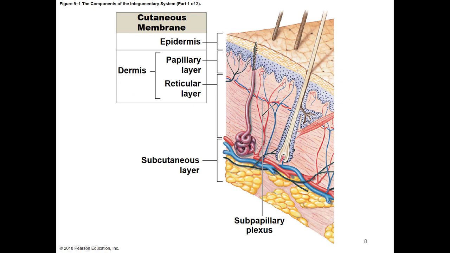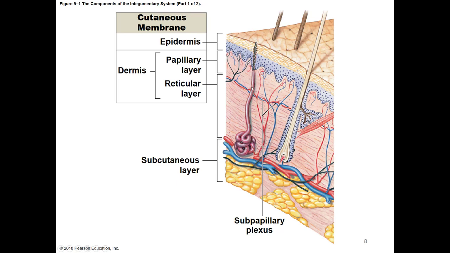So in this image, we can see all three layers. So the cutaneous membrane is made up of the epidermis and the dermis. So we can see the epidermis here, which is thinner than the dermis, and is made up exclusively, for the most part, of tightly packed cells. And then the dermis, which runs from here all the way down to here, has its own layers as well, which we will talk about in just a minute.